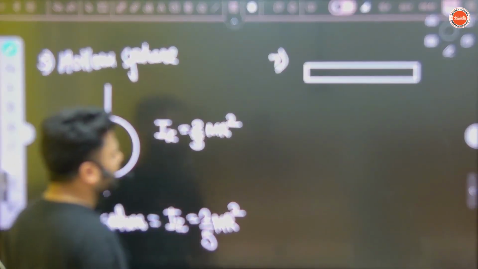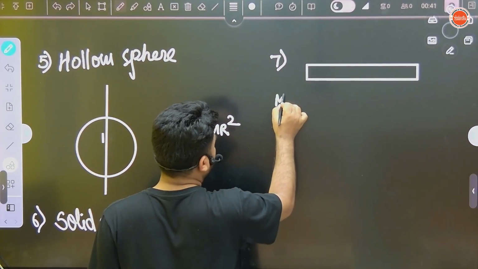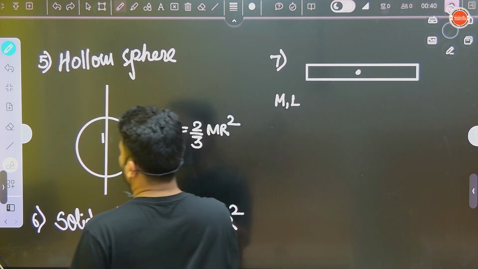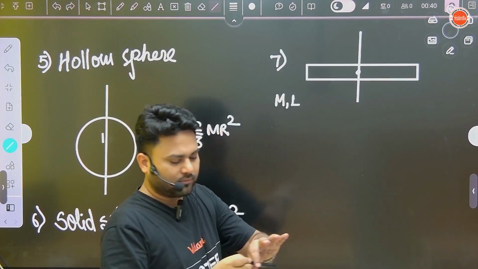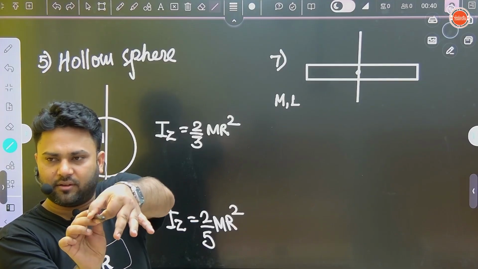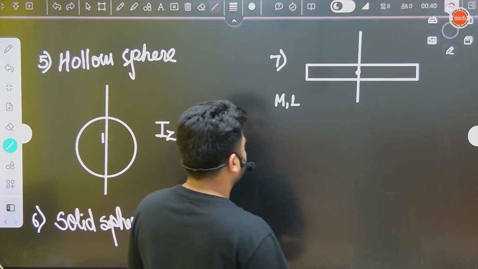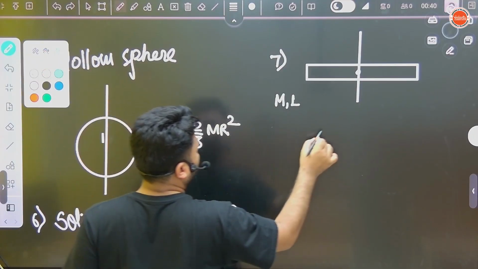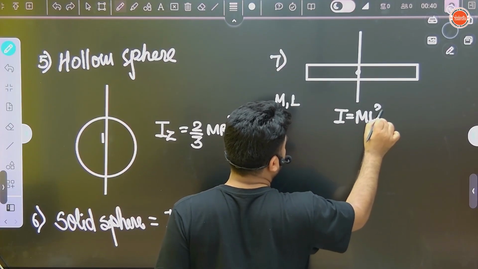If there is a rod, mass of the rod is m, length of the rod is l. This is the center of the rod. If you want to rotate the rod about this axis, about the center. Understood? About the center. So the moment of inertia about this axis is ml square by 12.